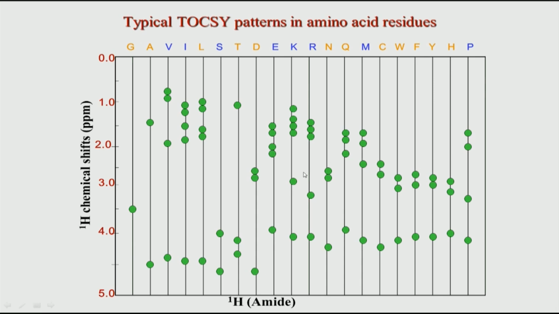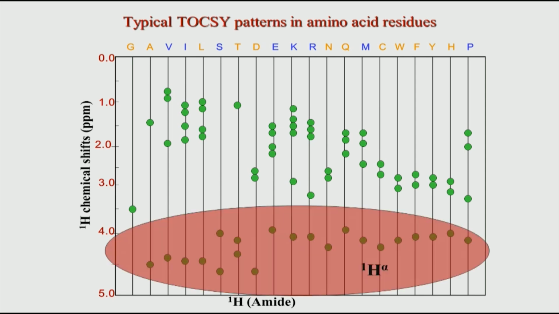What we do next is, given the 2D TOCSY spectrum, we have to identify the different spin systems in the peptide. Remember, a peptide is composed of a sequence of amino acids, and each amino acid, as we saw, can be denoted as a spin system. So that is what we will do. We will also look at the H alpha.